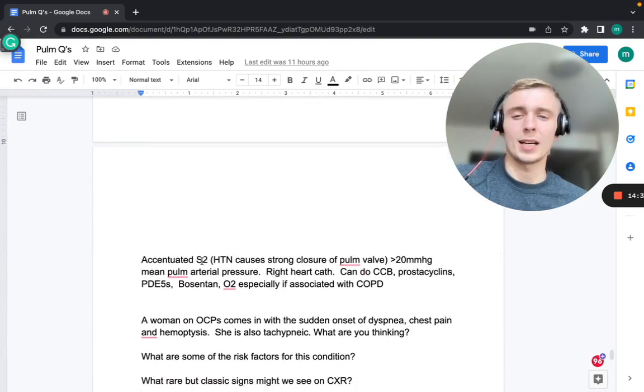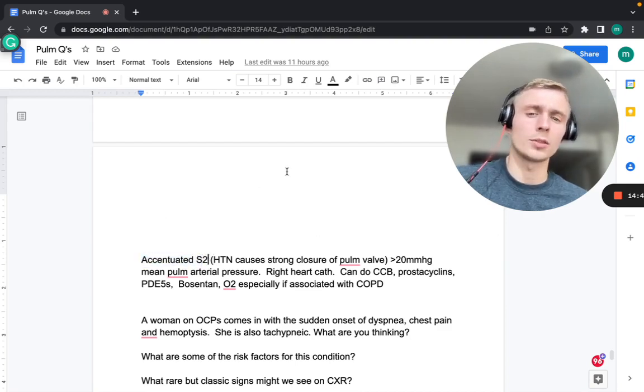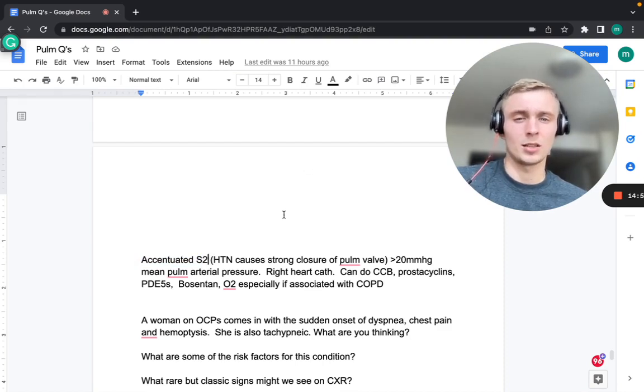It's going to be an accentuated S2. It's a hypertensive pulmonary vessel. So that increased pressure is pushing back. So it's going to close the pulmonary valve more strongly. It's going to push back on it more strongly. So we're going to have a louder sound. So you're going to have that accentuated S2. So the blood's going to go out of the pulmonary valve. But because the pressure is so high, it's going to snap shut quicker. And that causes a loud sound. So again, hypertension causes a strong closure of the pulmonary valve.